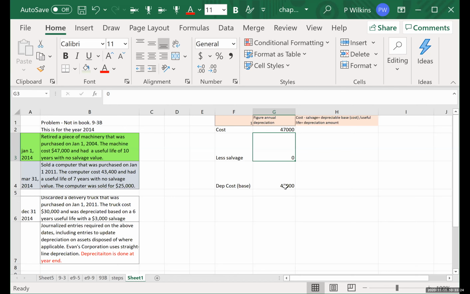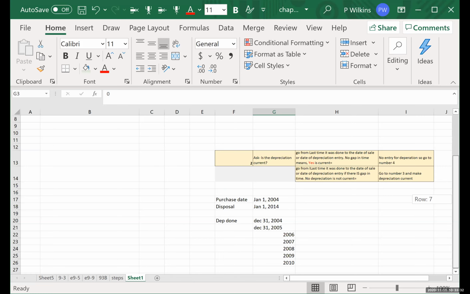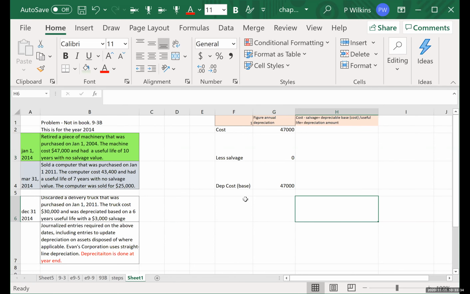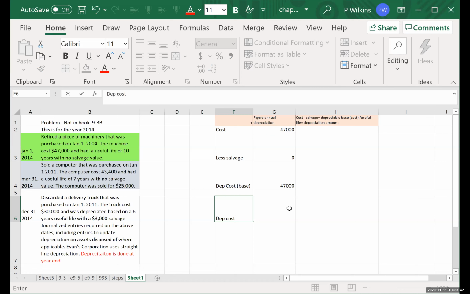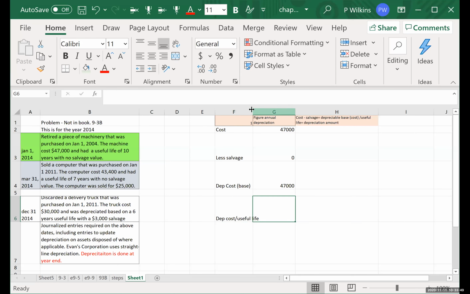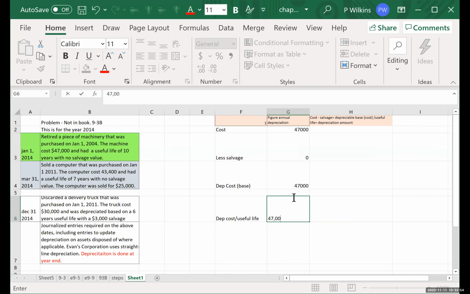That's going to be what they call your depreciable cost or your depreciable base. Okay. And I just realized I had skipped a step anyway, so that's a good thing that we got to this point. So depreciable cost or the depreciable base. We're then going to take the depreciable cost and we're going to divide it by the number of years of useful life. In this case, the depreciable cost is $47,000 and the useful life is 10 years.